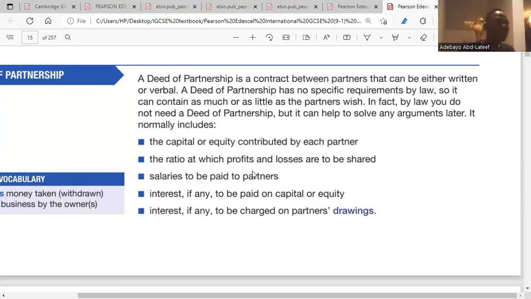So how do we share profit? How do we share losses? It has to be stated or written in the deed.